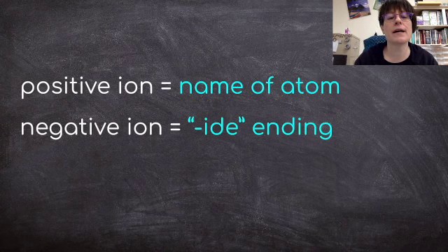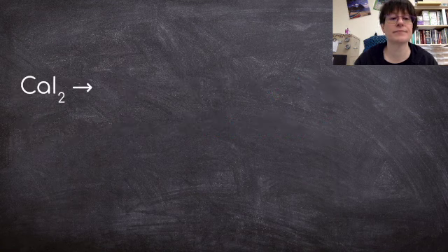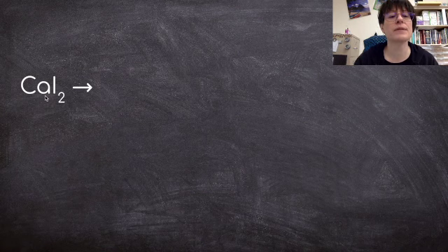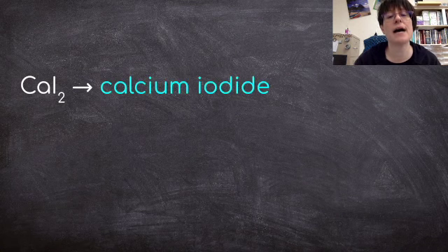When we name binary ionic compounds, the positive ion is just given the name of the atom. And the negative ion receives the IDE ending. So for example, when I have CaI2, we take a look at the first atom. It's a metal. We simply name that calcium. And then the second one, the I, is iodine. So we change the ending to IDE, so it becomes iodide. So we have calcium iodide.